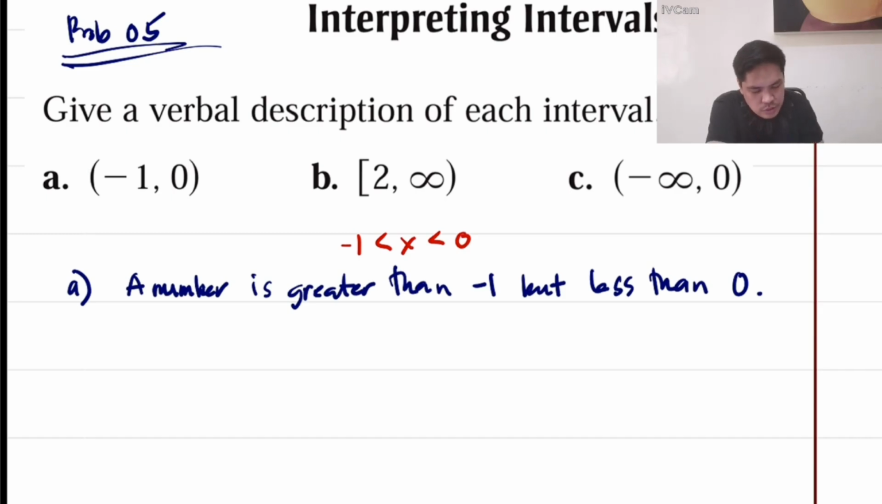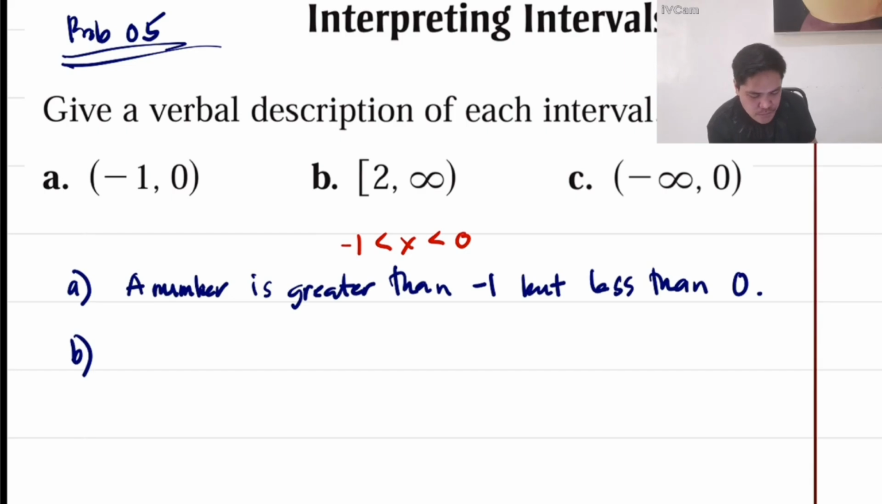Since we are describing that number, x, I read it from here to here. That means x is greater than negative 1. We are used to reading it as negative 1 is less than x, but it depends on how you read it. If I read it this way, negative 1 is less than x. But if I read it the other way, x is greater than negative 1. Since what I'm describing here is that number, what I wrote is: a number is greater than negative 1 but less than 0. Anyway, that's just a matter of common sense.